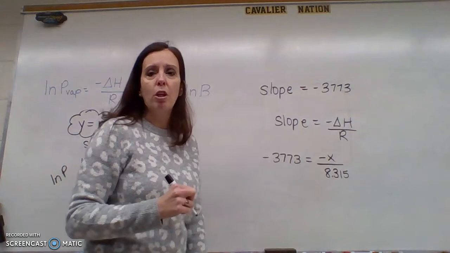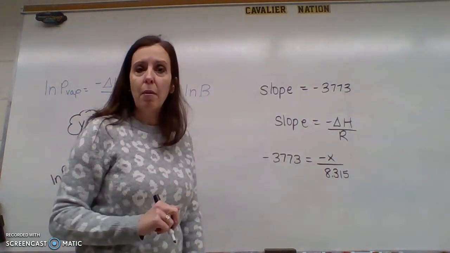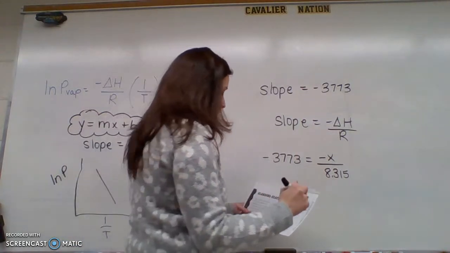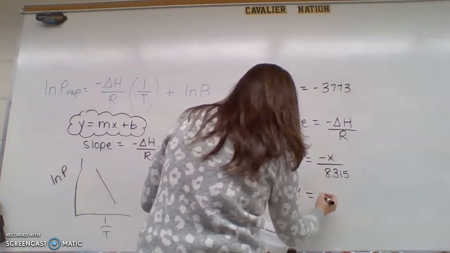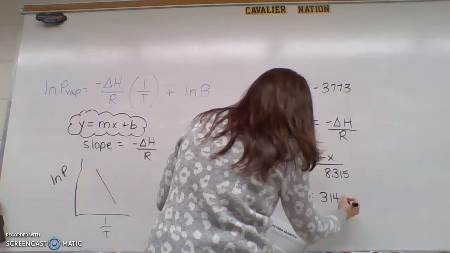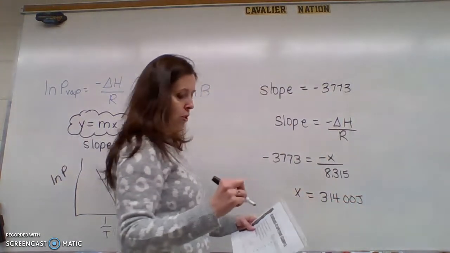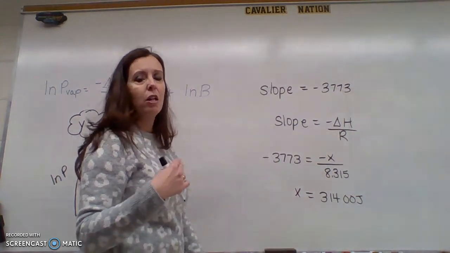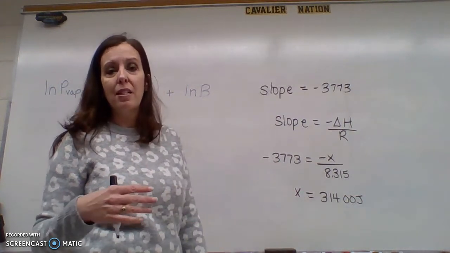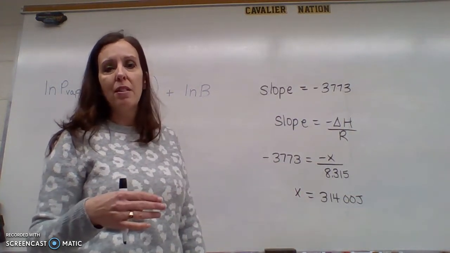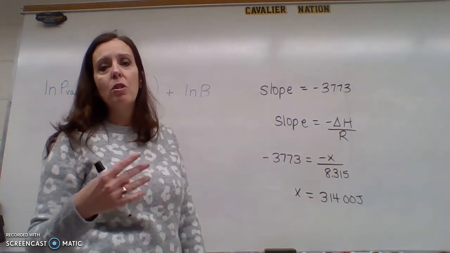R is that constant we use for everything. You should be able to solve for X now without any problem. When I solve for X, I ended up with that many joules per mole. Now, that's a lot of joules. That's a lot of zeros. That's why when we talk about delta H, a lot of times we use kilojoules.